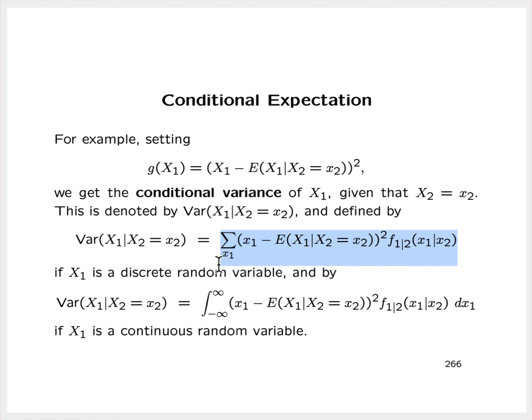The sum over all values of x in its sample space of the square of the difference between x1 and its conditional mean, times the weight factors, which are the values taken on by the conditional PMF of x1 given x2. If x1 is continuous, then this conditional variance, the variance of the conditional distribution of x1 given x2, is obtained by integrating that same product instead of summation. So again, the square of the difference between x1 and its conditional mean, times the conditional PDF of x1 given x2.